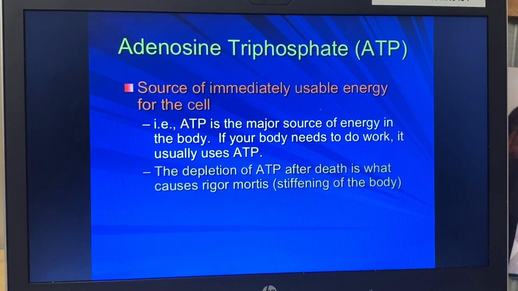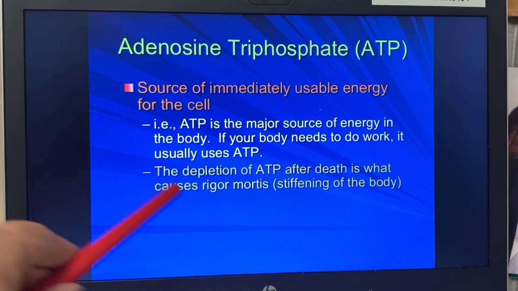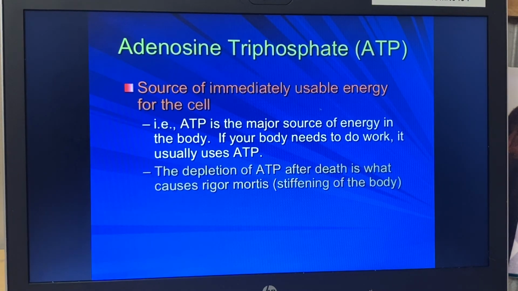Interesting fun fact, and I only mention this because I also teach forensic science, is when ATP starts to slowly be depleted after a person dies, that's actually what causes rigor mortis, or when the muscles become really stiff. And it's why rigor mortis develops over time. It doesn't happen instantaneously because the ATP after your cells die starts to deplete slowly. Okay, so that's what ATP does.